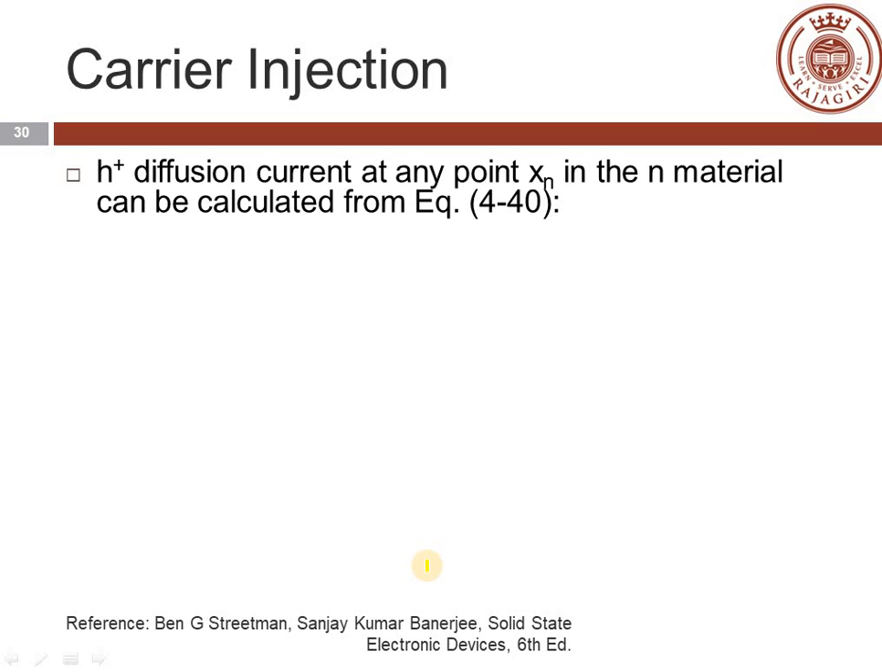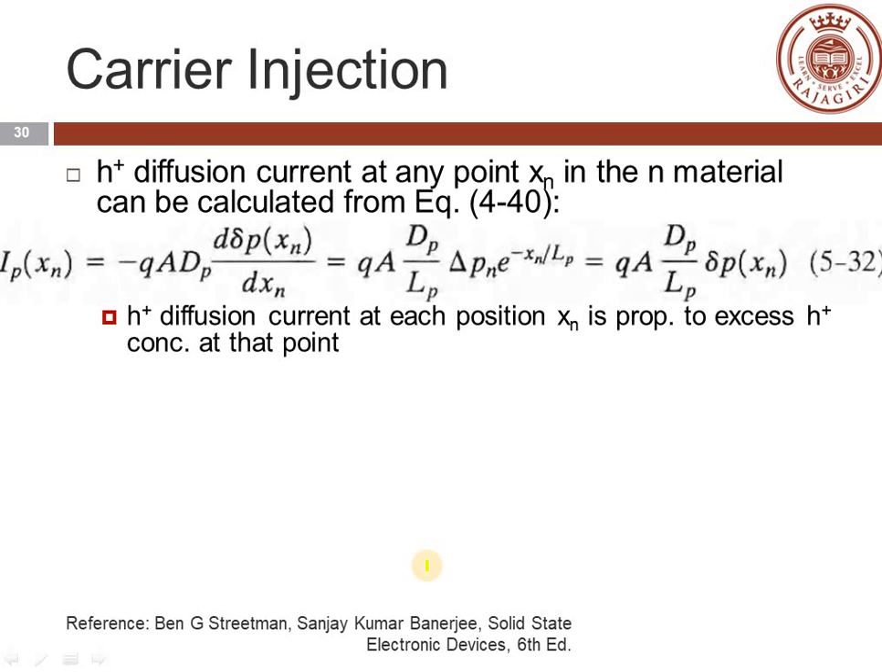Hole diffusion current at any point xn in the n material can be calculated from equation 4.40 that we have discussed earlier. Earlier we discussed the current density equation. Here we need to find the current, so the only difference is that current is equal to current density times area. You just multiply the earlier current density equation by the area and you will get the current equation. We are calculating the current at any point xn, so instead of x we have xn.